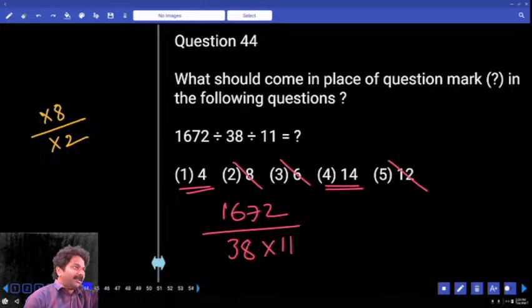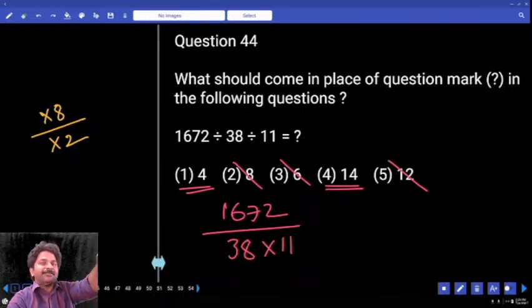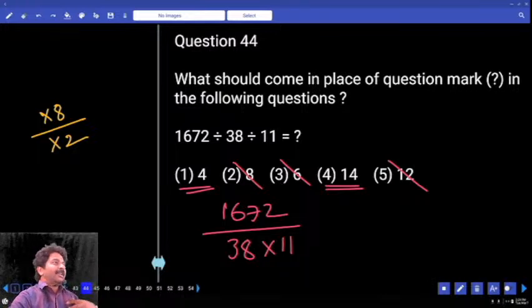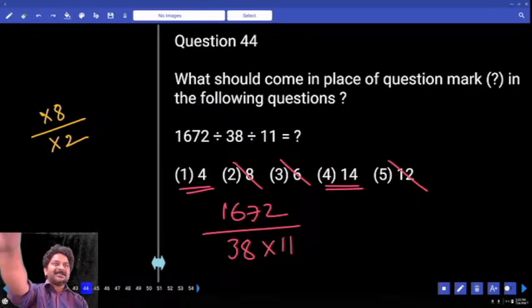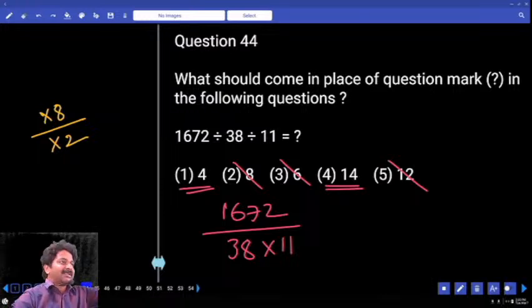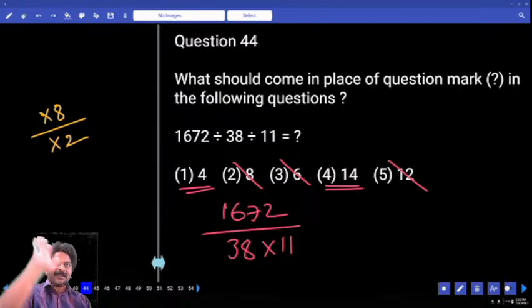Let me verify. In the denominator 38 is there. Is 38 a 2 multiple? Is it a 4 multiple? No, it is only a 2 multiple. So I need to know whether my numerator has an 8 multiple or not. If it has an 8 multiple, divided by 2 can be cancelled, and the answer must be a 4 multiple. Yes, then my answer is the first option. Got it? Otherwise the fourth option is final.